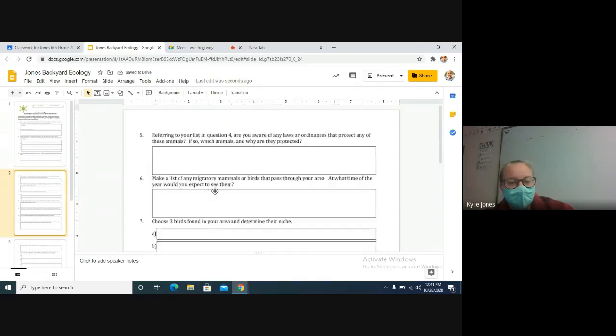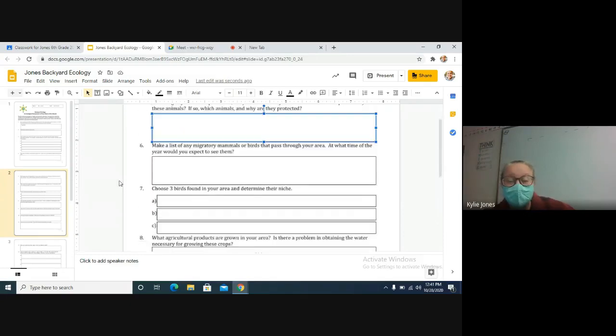Number 5. Referring to the animals that you listed in number 4, are there any laws to protect those animals in the city? If there are, what animals are protected and how, if we have any of those protections? You can maybe Google that. You might have to look up some Winslow stuff there.